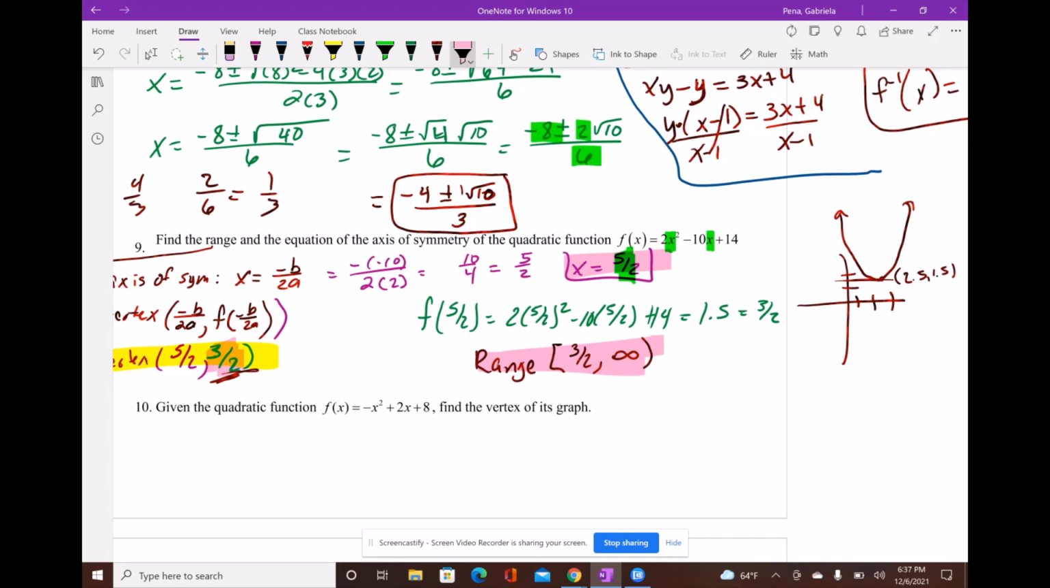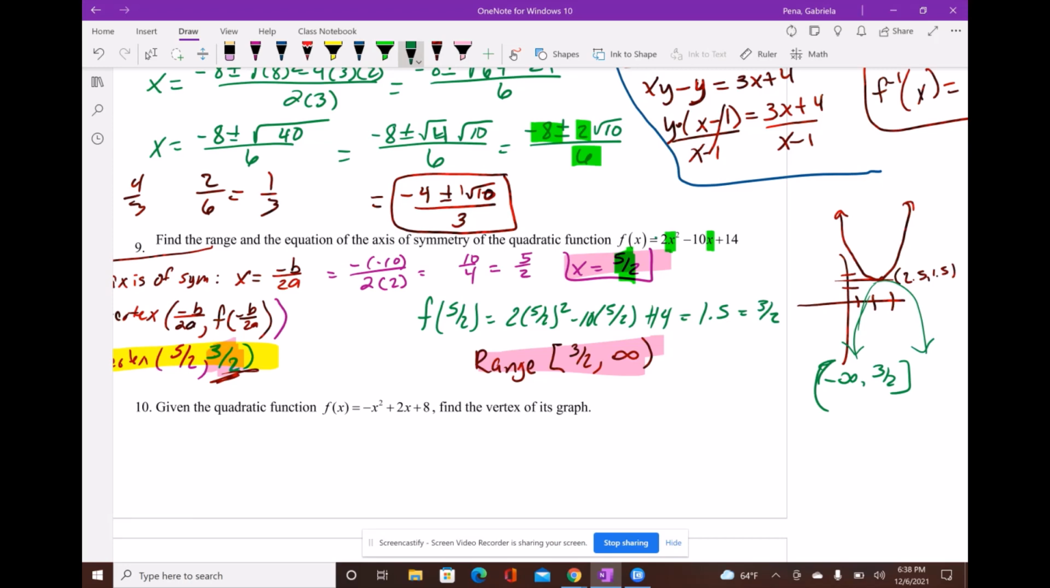If it would have opened down, what would have happened? Negative infinity to a positive 3 over 2 if it would have opened down. But that's not the case. I'm just giving it to you because what if in your test it's like that? So if it was negative 2x, it would have been down. If it would have been that negative, that would have meant that it opens down. Exactly. The a, the first number, the number in front of the x squared determines if it opens up or opens down.